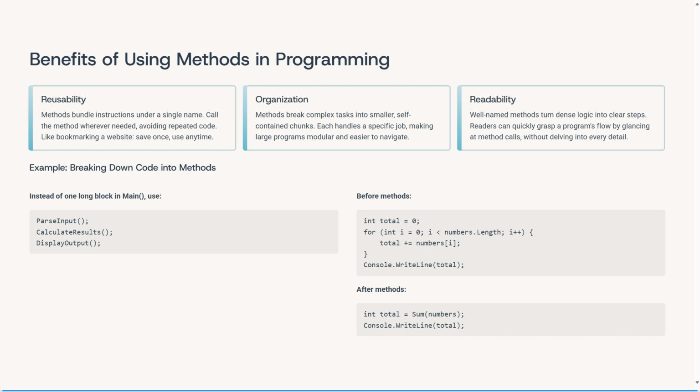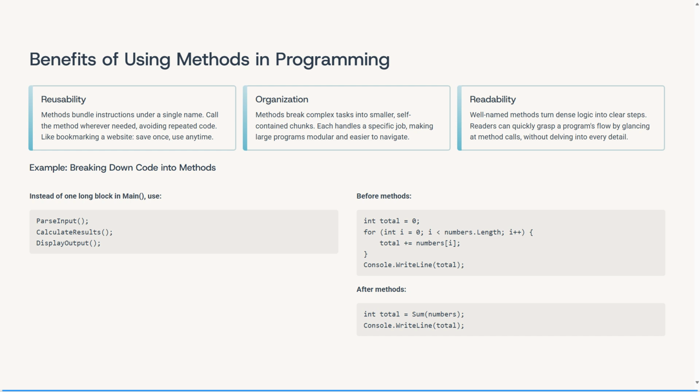2. Organization. Large programs can quickly become hard to follow if all your code lives in one place. Methods let you break complex tasks into smaller, self-contained chunks. Each chunk handles one specific job, sorting data, calculating a value, or printing output, which makes your codebase more modular and easier to navigate.